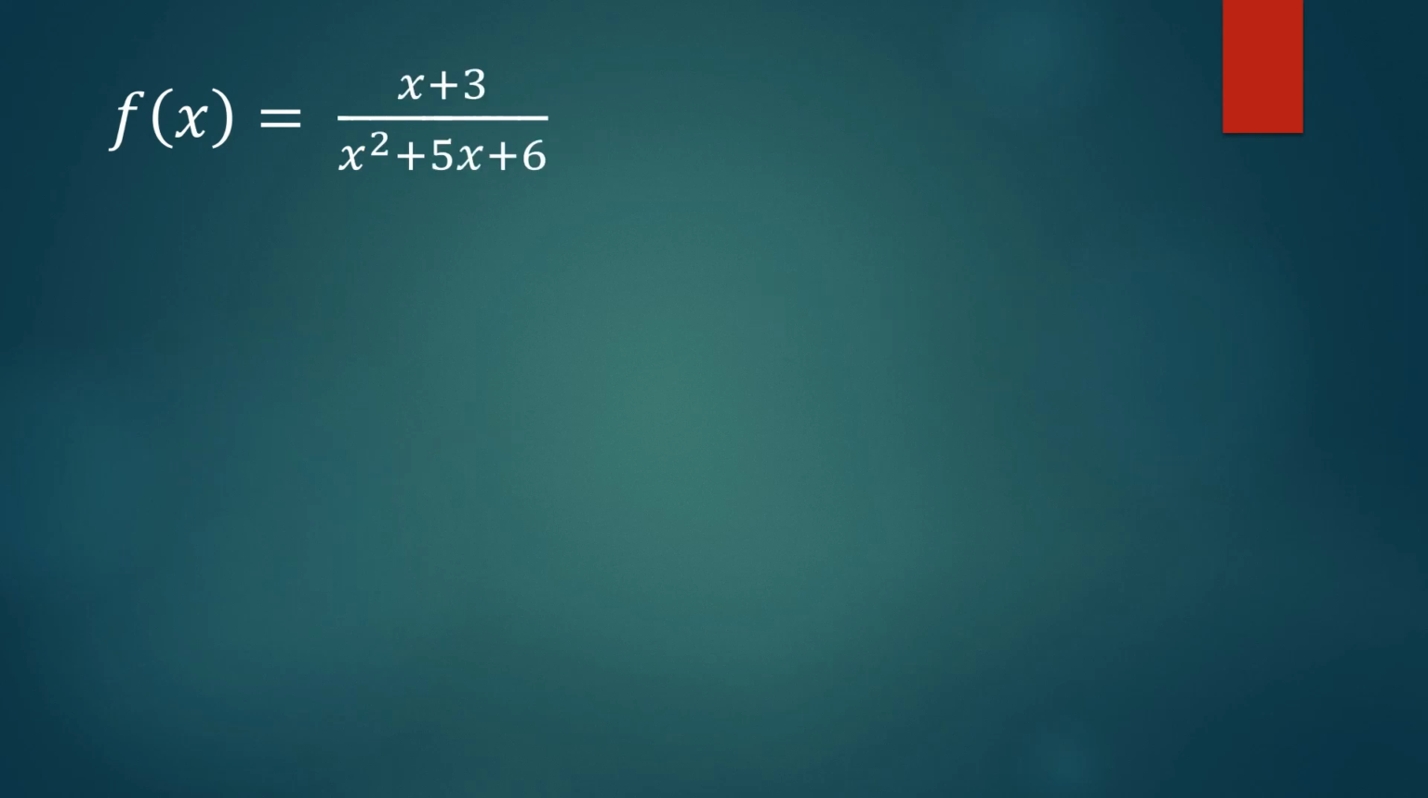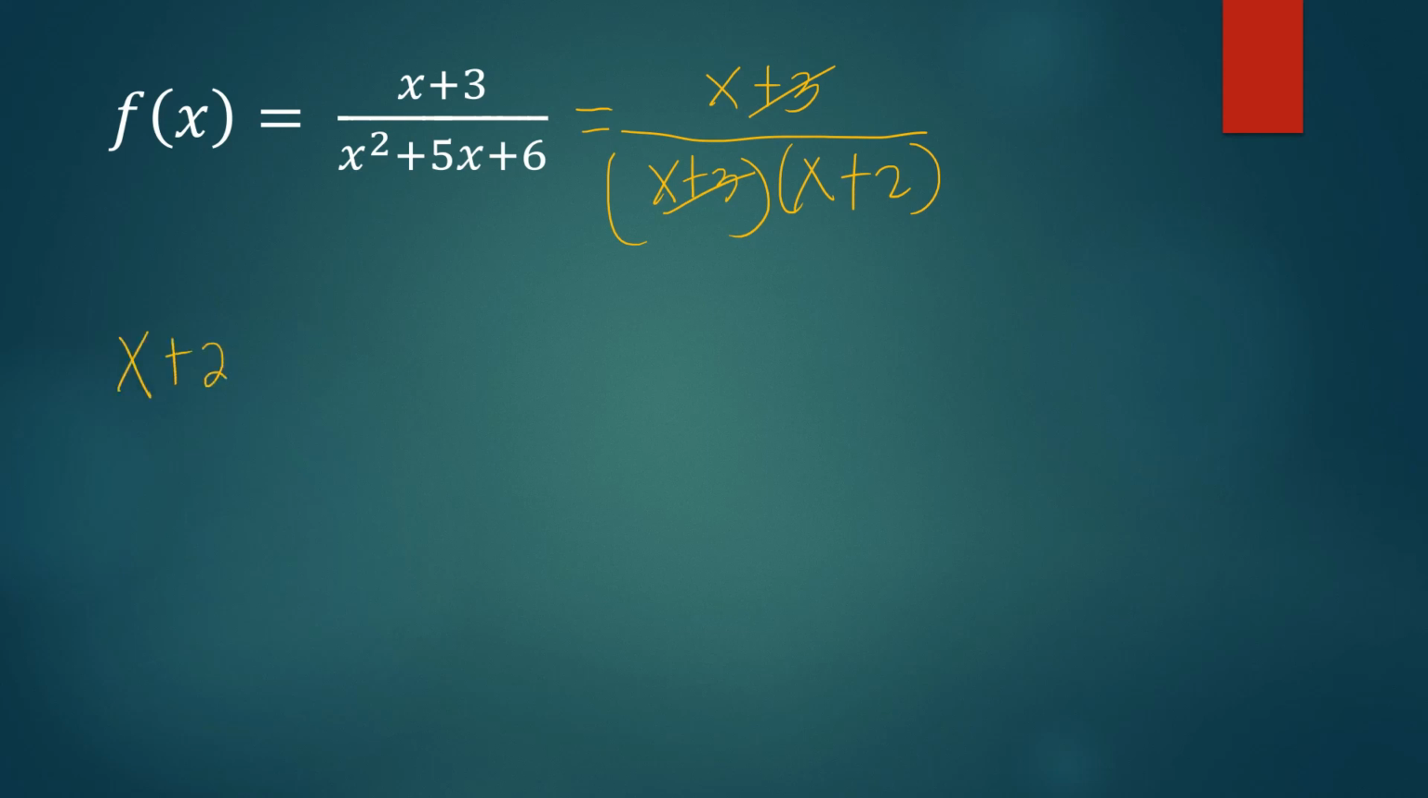Okay, let us have the last example. f(x) equals x plus 3 all over x squared plus 5x plus 6. Notice that in this example, we have removable factors. We can write x plus 3 all over x plus 3 times x plus 2, and we cancel the common factor. Therefore, to get the vertical asymptote, x plus 2 equals 0. So x equals negative 2.